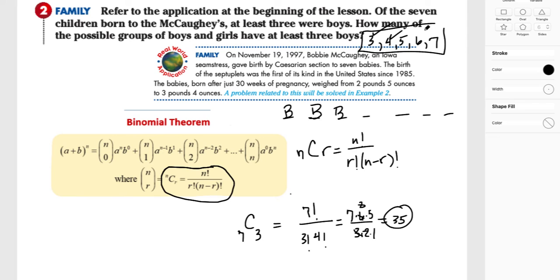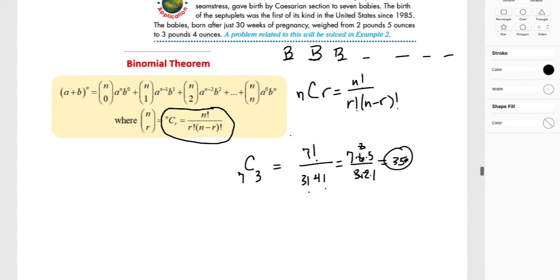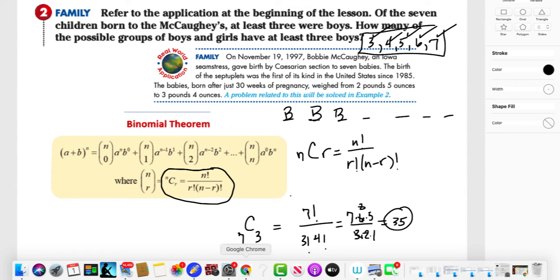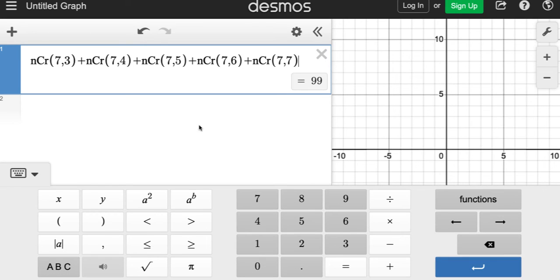Now we've got to take care of 4. And then we've got to take care of 5, 6, and 7 boys, the possibility of all those boys. And then what we're going to do is add those up in order to find the possible ways. Okay. So of course, Desmos is always very helpful and ever present on our mind. So let's go ahead and take a look at what Desmos can do.